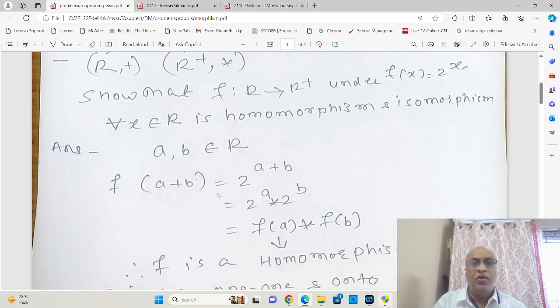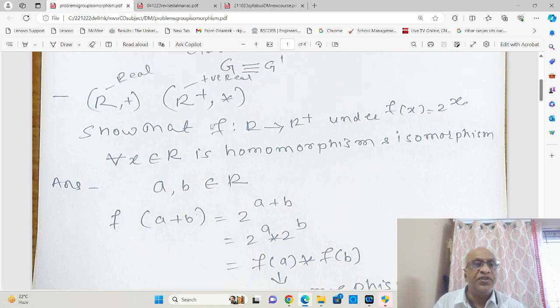So, what we have done is take two elements a, b belonging to this set R of real numbers. So a and b are real numbers. What operation is here? The operation being performed is plus. So a plus b. Then f of a plus b: f of x is replaced with f of a plus b, so 2 to the power of x is replaced with 2 to the power of a plus b.